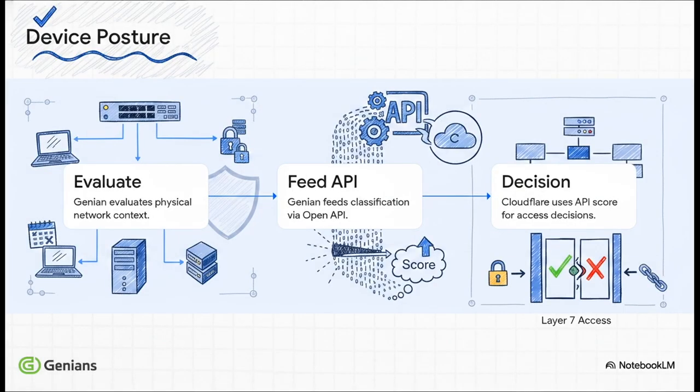Okay, Scenario 2 extends device posture. Cloudflare already does a great job checking endpoint health, like OS version or if the client is running. Genian takes its Layer 2 network context and feeds it directly into Cloudflare's custom posture integration via Open API. Genian knows exactly if a device is IT or OT, what specific switch port it's on, and its vulnerability context. It passes that structured score via API, and Cloudflare uses it to make Layer 7 access decisions. The platforms fuse perfectly without custom vendor connectors.